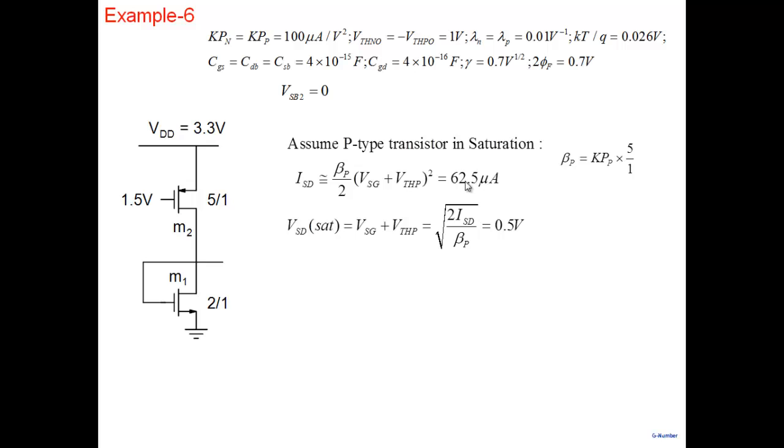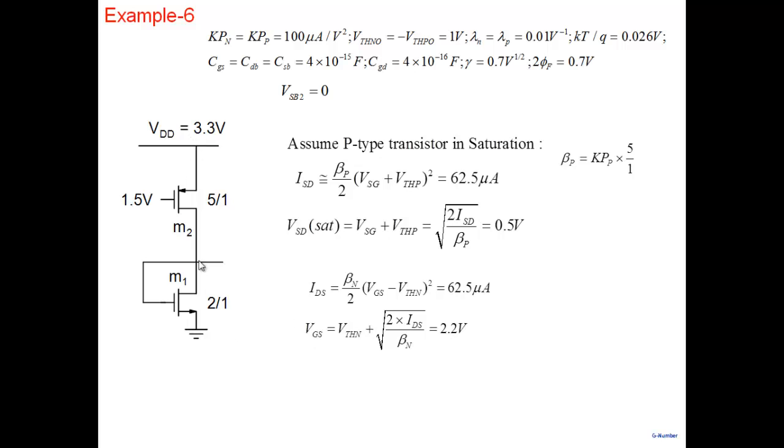All right, so let's go forward. This is the current, 62.5. This must flow through this transistor also, so we can calculate the gate to source voltage here. If I look at this transistor, IDS is beta n by 2 times VGS minus VTHN squared. With the same current 62.5, I can calculate the gate to source voltage here, which comes out to be 2.2. So the voltage at this node is 2.2.